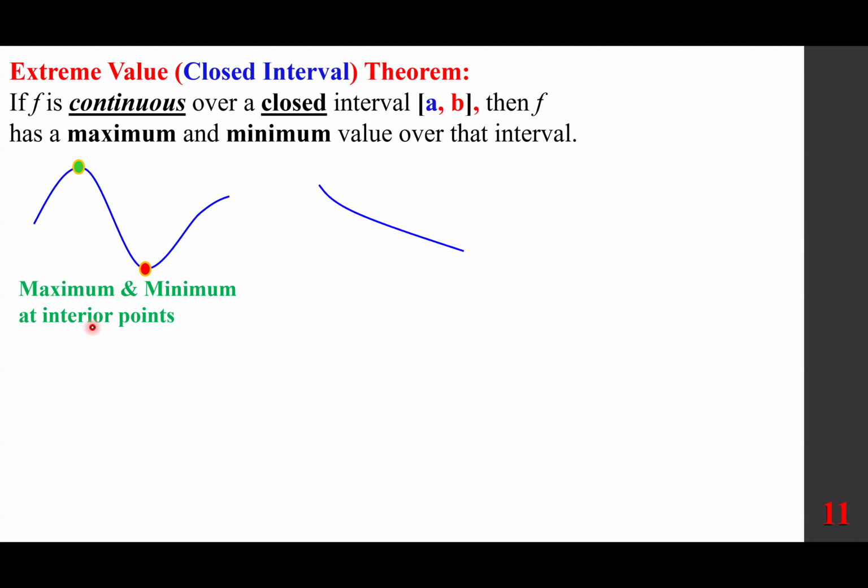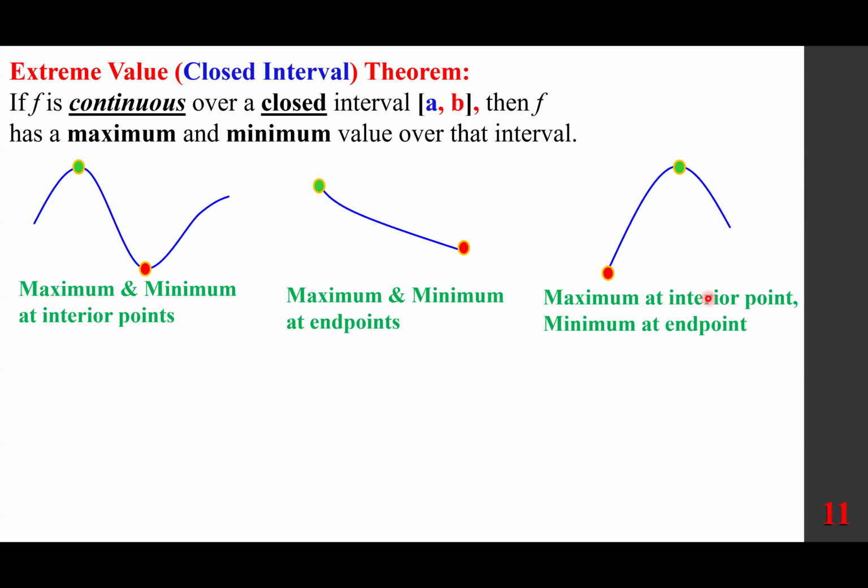What about this one? Max and min. So maximum and minimum at endpoints. What about this one? We have the max here, we have the min here. That means maximum at an interior point, but the minimum at an endpoint. So we have one of those three situations, which means no matter what, as long as the function is continuous and the interval of interest is a closed interval, we do have both an absolute maximum as well as an absolute minimum.